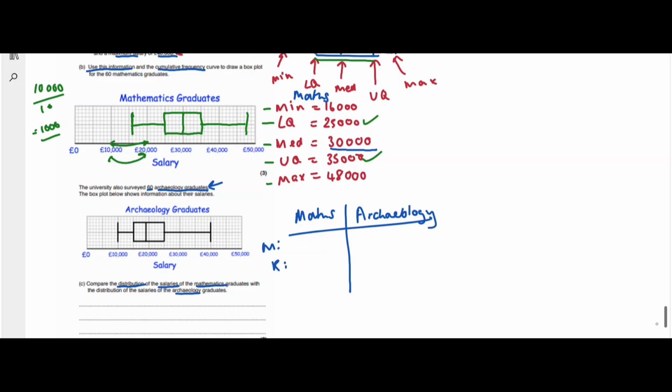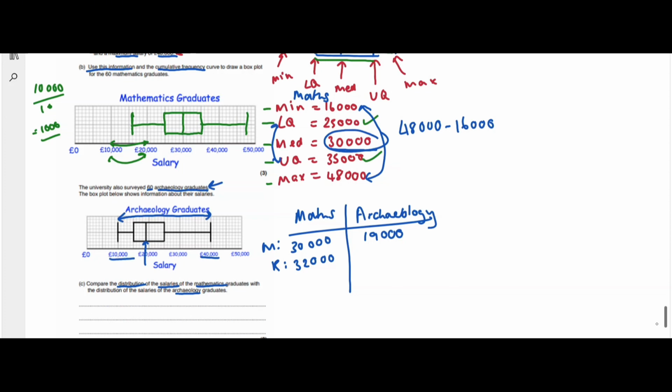So the median of the maths we know from here is 30,000. Now the archaeology I have to read from here. The median is the line in the middle of the box plot, so that is 19,000. And then the range for maths is the distance between the maximum and the minimum. Interquartile range is the distance between these two. But I'm going to do 48,000 minus 16,000, which is going to give me £32,000 is the range for maths. Now if I'm doing the archaeology graduates, the range is from the biggest to the smallest, which is 40,000 minus 10,000, which is 30,000. So I've worked those values out.